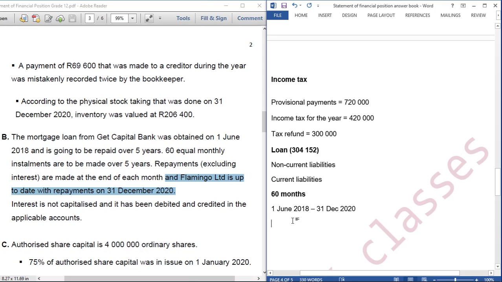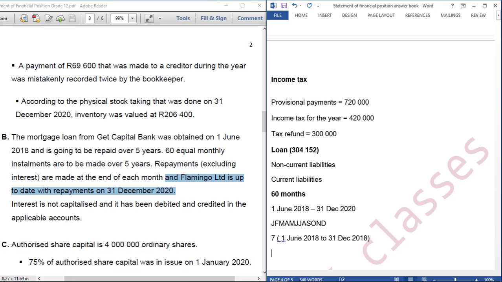Let us just write our months here. So let us check January, February, March, April, May, June, July, August, September, October, November, December. Okay. So we are going to say from 1 June 2018 up to 31 December 2018, which is from June up to December here. How many months are there? There are 7 months. So we are going to say this is 1 June 2018 up to 31 December 2018.